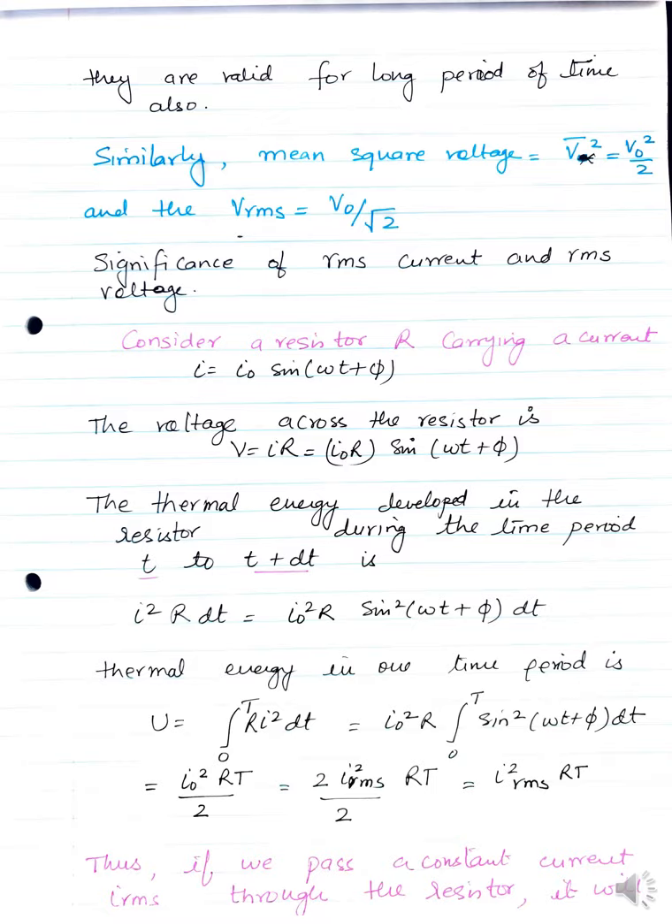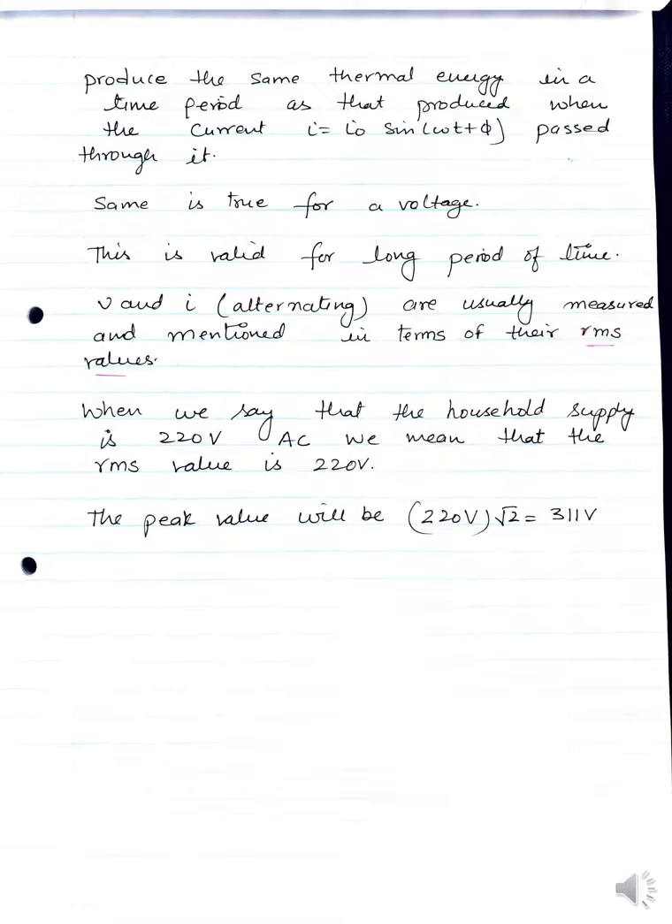Thus, if we pass a constant I RMS current through the resistor, it will produce the same thermal energy in a time period as that produced when the current I equals I naught sine(omega t plus phi) passes through it. The same is true for a voltage. This is valid for a long period of time also, even though we calculated it for only one time period. V and I, as I told you earlier, are alternating quantities usually measured and mentioned in terms of their RMS values.